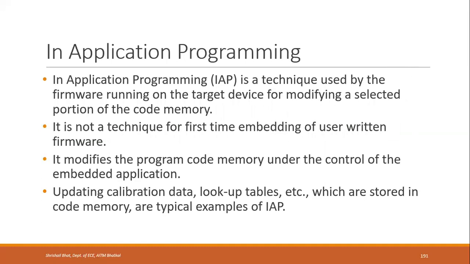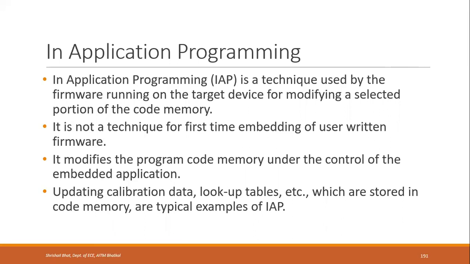The next technique of integration of firmware and hardware is in-application programming. In-application programming, or IAP, is a technique used by the firmware running on the target device for modifying a selected portion of the code memory. So what it means is you have already embedded the firmware into the hardware, and you want to change some part of the code. That is called in-application programming. So it is not a technique for the first-time embedding of user-written firmware.